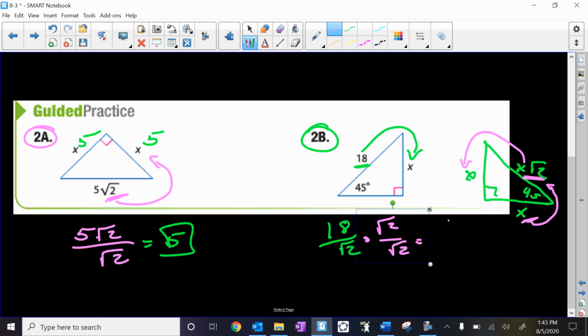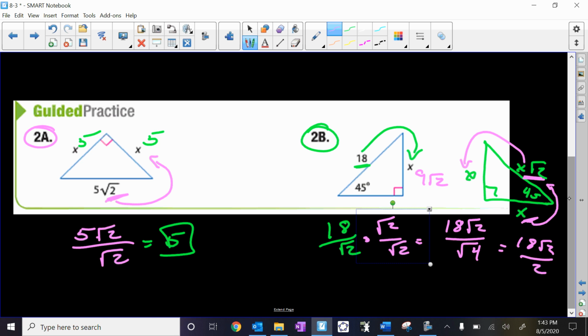In the numerator, we have 18 square root of 2 over the square root of 4. And we know the square root of 4 is just 2. So we have 18 square root of 2 over 2. And finally, 18 divided by that 2 is 9. So we're going to say our leg is 9 square root of 2.